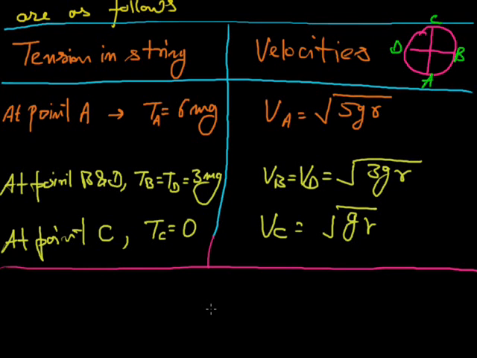At highest point tension will be 0, and TB and TD are 3 mg, and at lowest point because velocity is maximum so tension is also maximum, it will be equal to 6 mg.